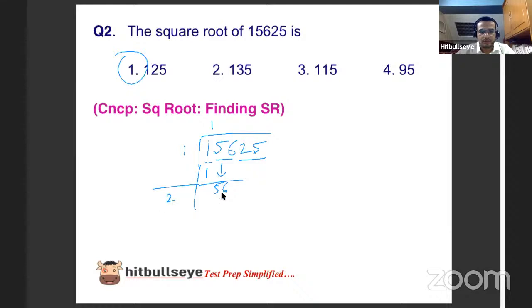Now, what should I do to divide this? What is the number? Can I multiply it with 3? 23 into 3 is a higher value than 56. So I have to go with 2. 2 over here, and 22 twos are 44. 12 is the remainder. And the next pair will come down as 25. I'll add 2 to it, as I mentioned 2 here. So 2, 4, and 5 is the next number I have to write down. 245 into 5 is 1225, which gives me the square root as 125.